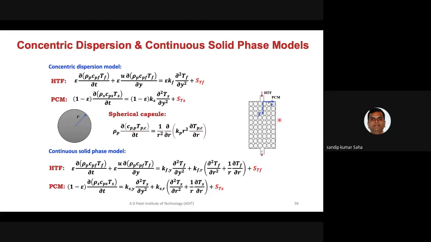But the question is, if the continuous solid phase model is giving me good results, and it is giving me a two-dimensional feature, why will I use the concentric dispersion model? The concentric dispersion model has one big advantage: you can individually calculate the temperature distribution inside this spherical capsule, which is not possible in this case. So you have to weigh which model you will use for your situation. Then only you can select the proper model.